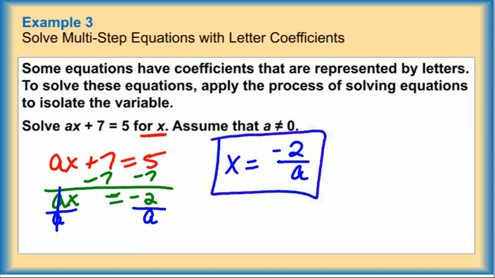Now, this is our solution. We just solved for x. We got what x is by itself. That is your ultimate goal. You do not need to solve a specific number for x or a specific number for a.